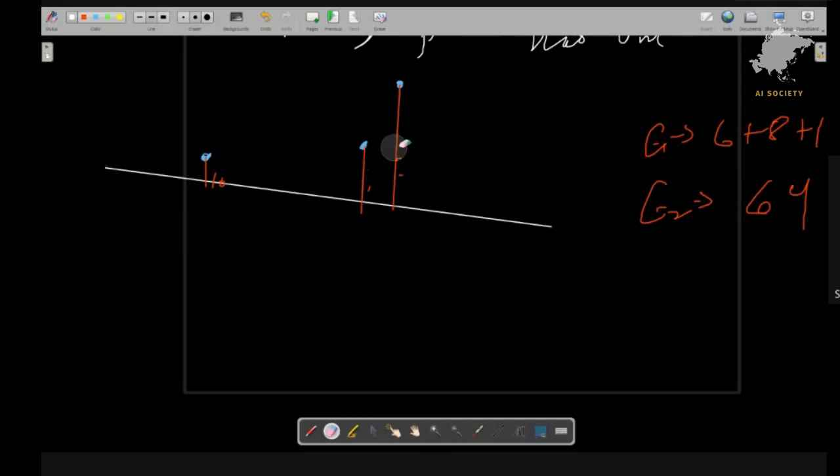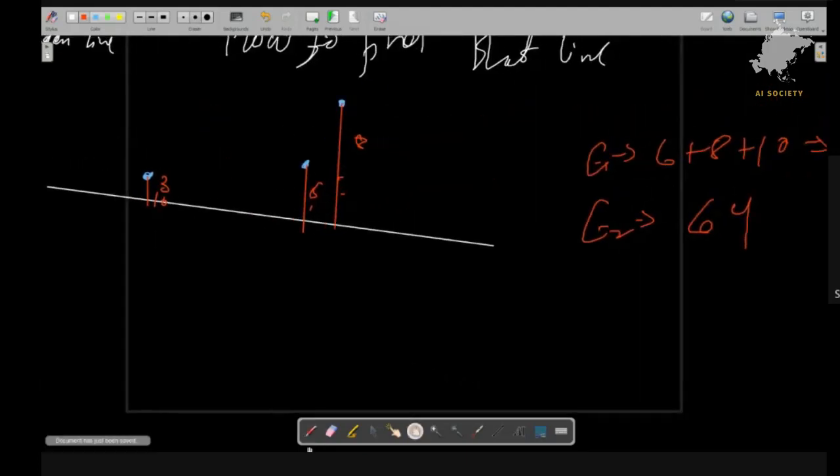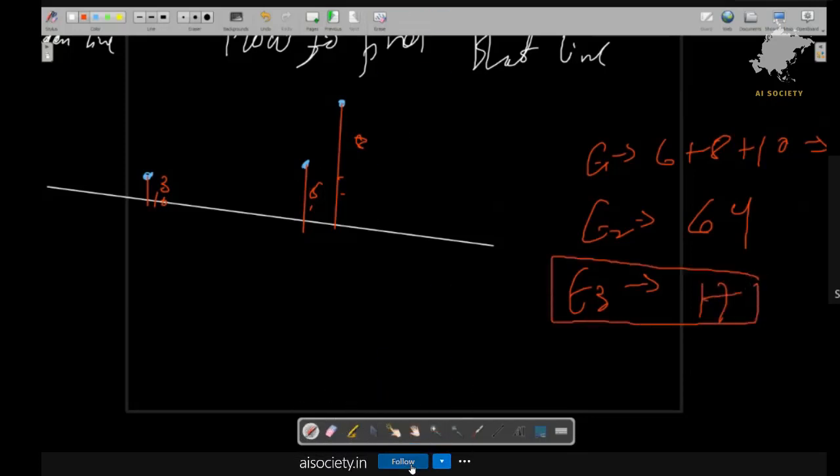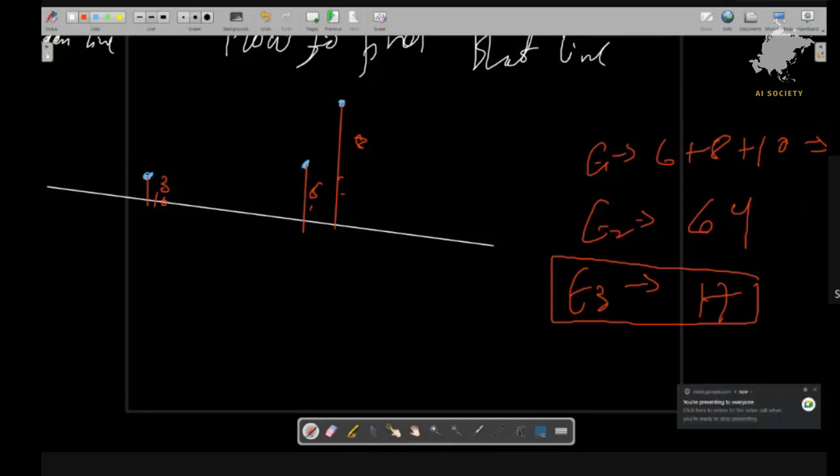Once it got reduced, let's say you got 3, 5, and 8. What was the total before? 24. And you got the error 3. Error 3 is 6, 3, 9, 17. You got 17 this time. Keep understanding what I'm saying here.